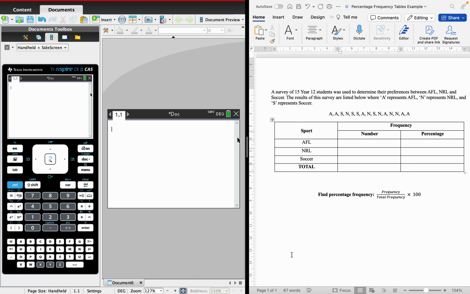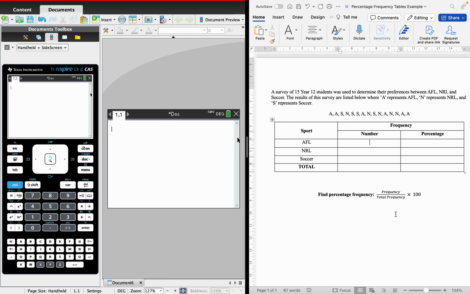In this video, we're going to be looking at percentage frequency tables, and in particular, how we calculate percentage frequency. Now, percentage frequency is the percentage that a value or an outcome occurs with respect to the total number of outcomes. To the right of my screen, you can see the formula for percentage frequency, and that is the frequency divided by total frequency multiplied by 100.